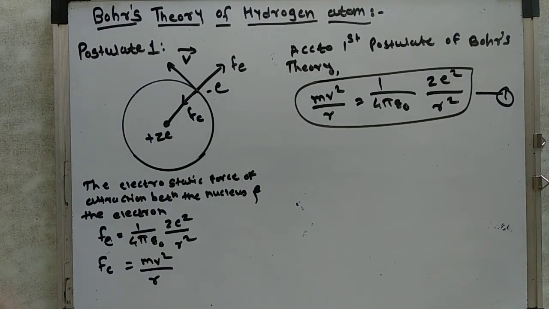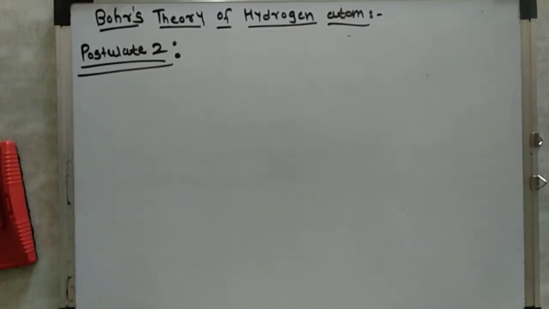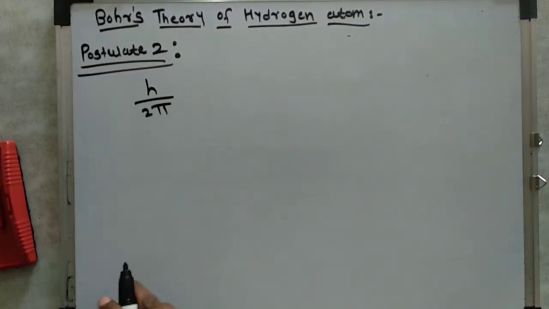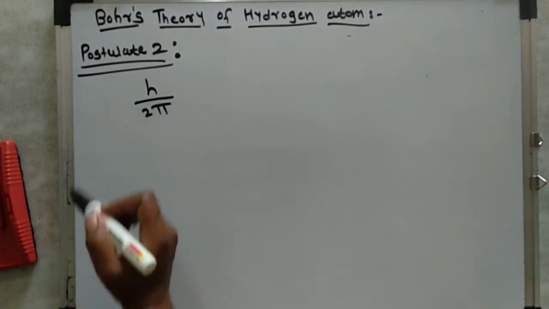Second postulate. The electrons revolve only in certain specific non-radiating orbits called stationary orbits. When the electrons revolve in these orbits, there is no loss of energy. Bohr showed that the electron can only occupy an orbit for which the angular momentum of the moving electron is an integral multiple of h upon 2 pi, where h is the Planck's constant.